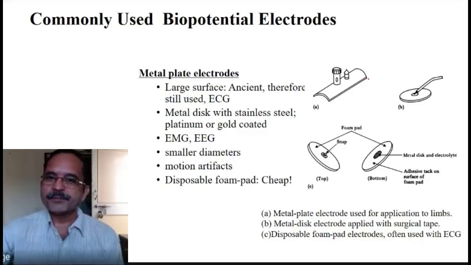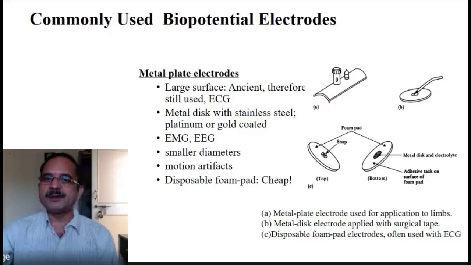As you can see, this is figure A. It is a metal plate electrode used for applications to limbs. That's why it has some curve here, because it is connected to the limb, and from this point some cable can be connected to go to an instrument. Then in figure B, it is the metal disc electrode.